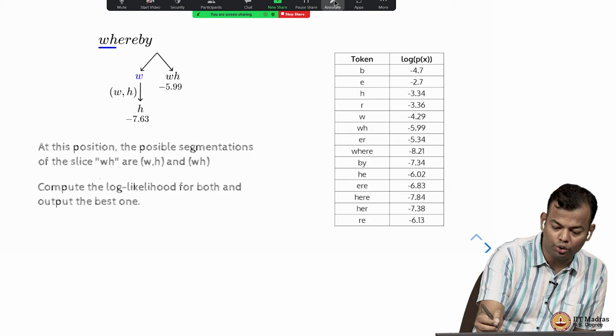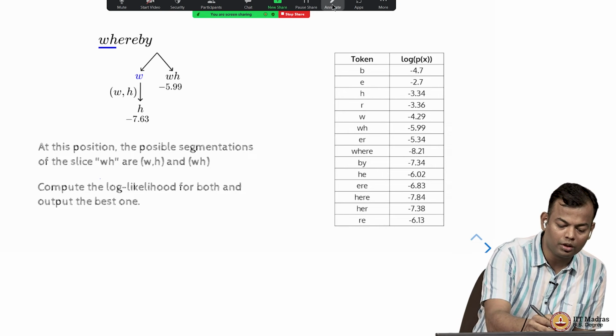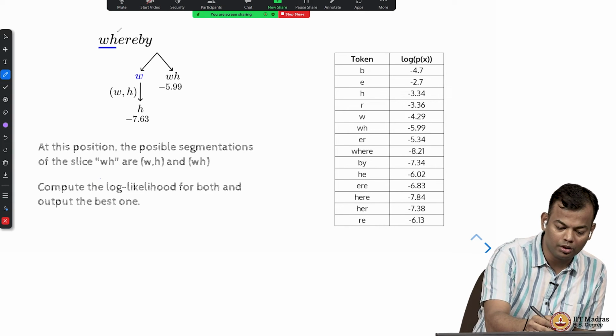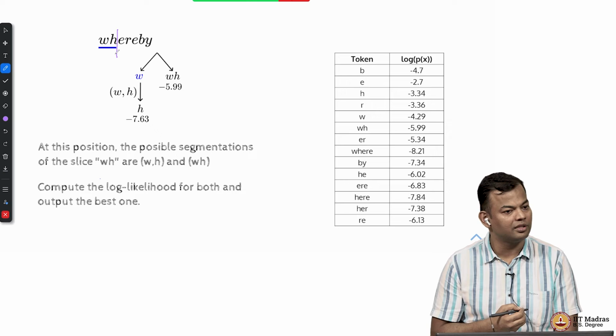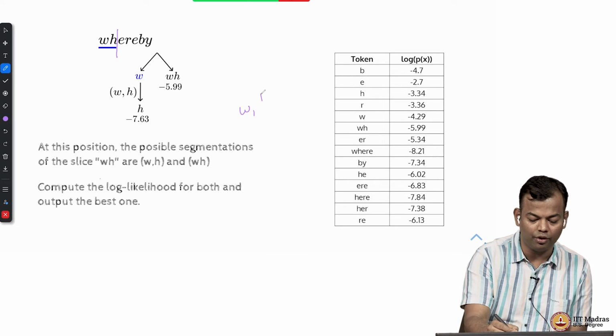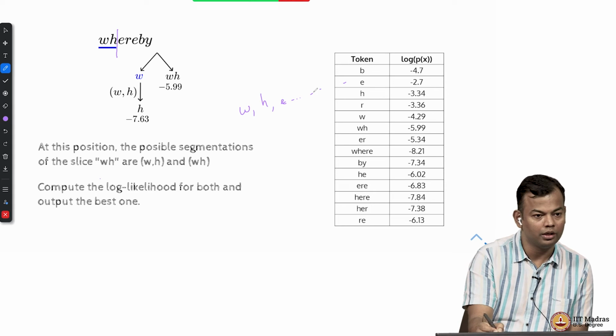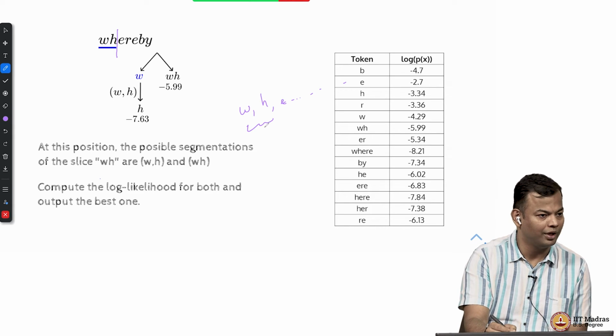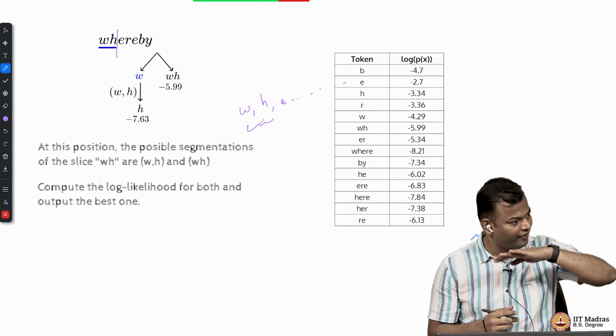Up till point 2, my best segmentation is WH, right? So then I don't need to consider segments of the form WH, comma, whatever. This has been ruled out. Do you understand that? So now I have eliminated a choice.